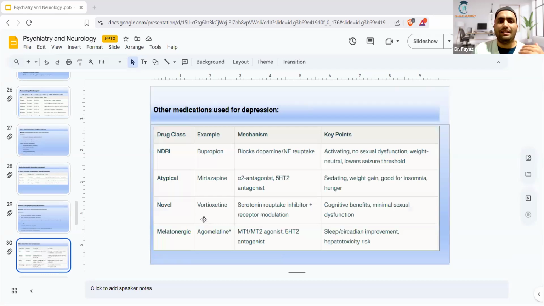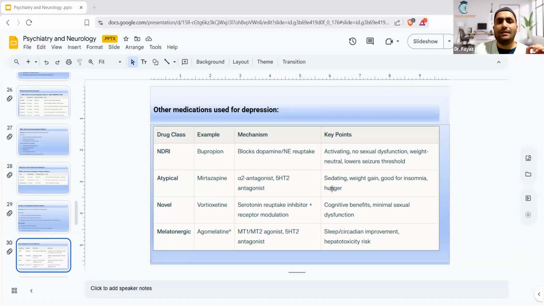group of medication. Some atypical antidepressants that can be used as first line are norepinephrine dopamine reuptake inhibitors like bupropion. Bupropion is good for people who experience sexual dysfunction with SSRIs. We can consider bupropion for them. It doesn't affect weight, but remember, you cannot give bupropion to someone who has seizure disorder or eating disorders. We have another atypical antidepressant, mirtazapine.